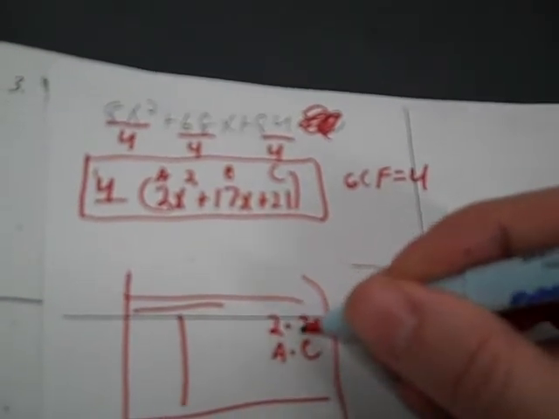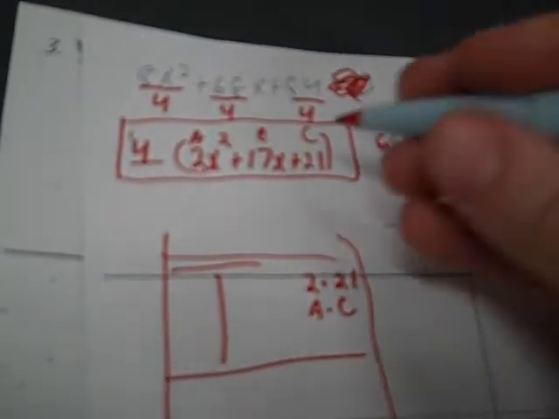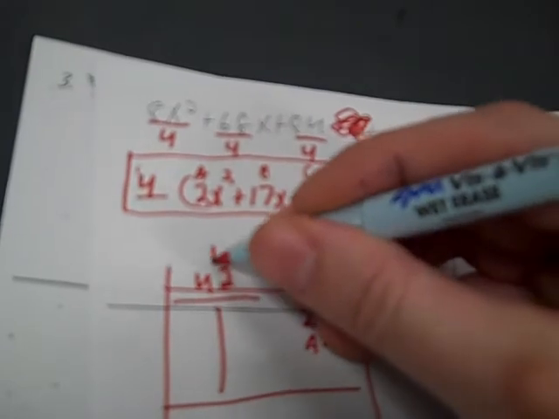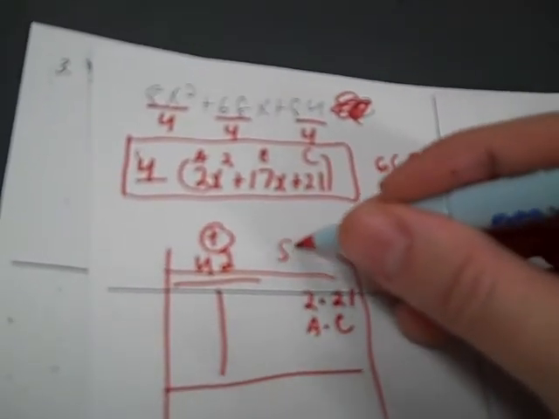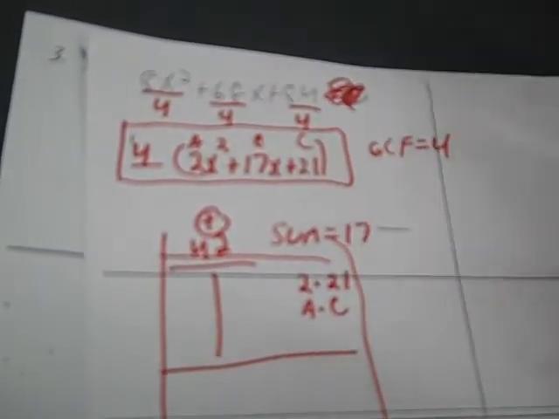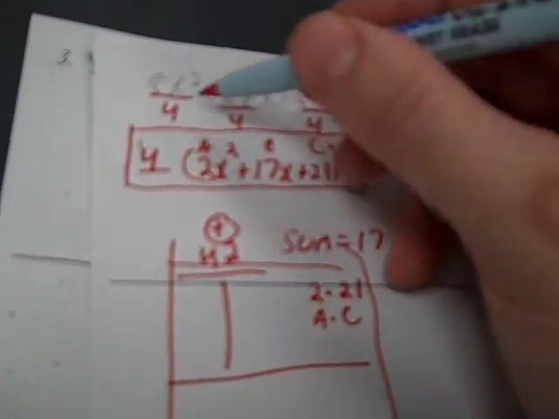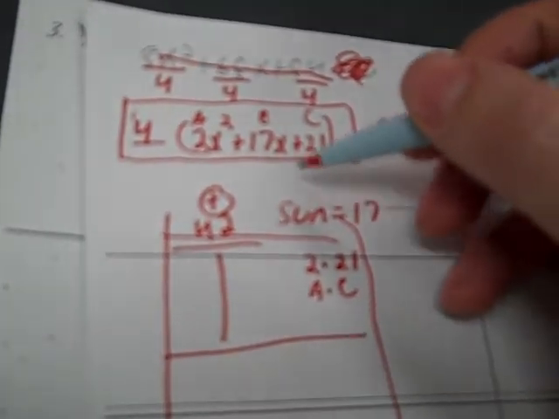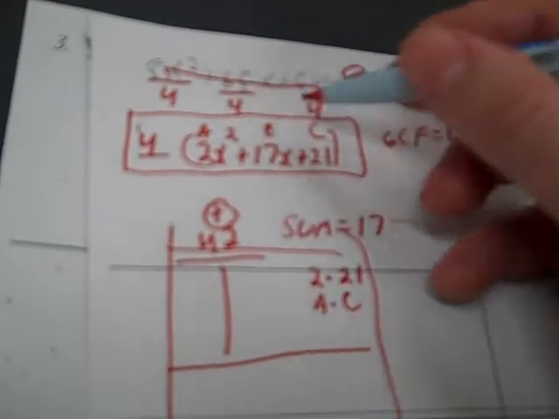So I take A times C. So A is 2, C is 21. Well, that gives me 42, and that's a positive. So this is a sum of 17. Remember, cross this out because when I do the ABC, I want to go from here, not from here.